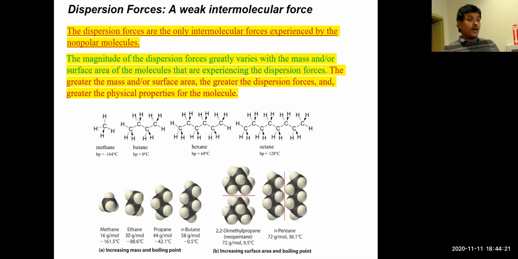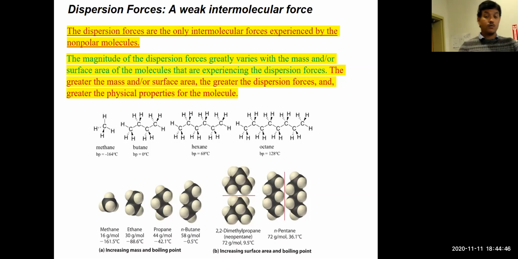Now I have comparative molecules, but with a ball and stick model to observe the surface area phenomena as well. So the first set is mainly discussing the effect of increasing mass on boiling point. So methane to ethane to propane to butane, where the boiling point is increasing because mass is increasing from here to here to here.